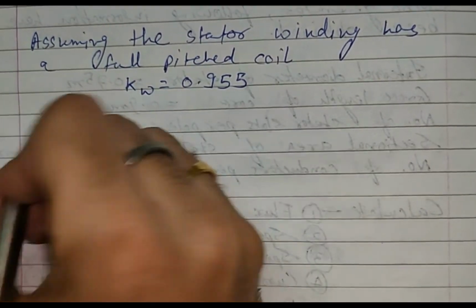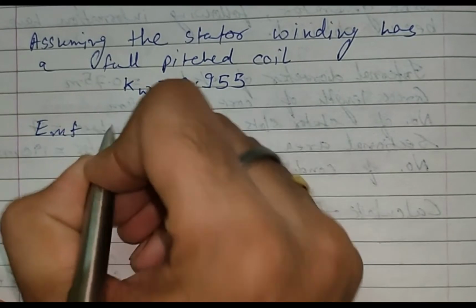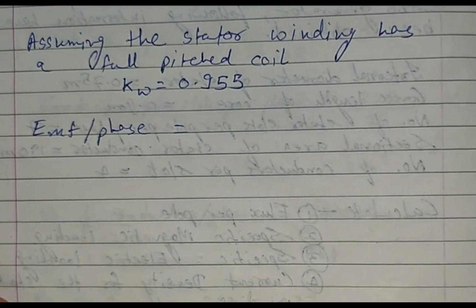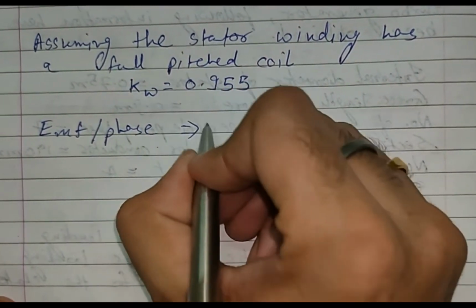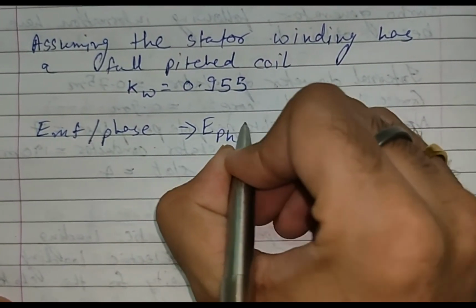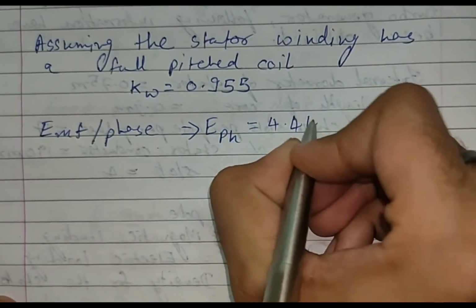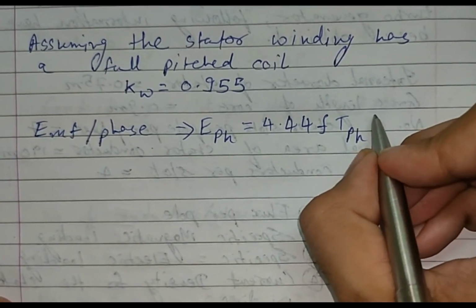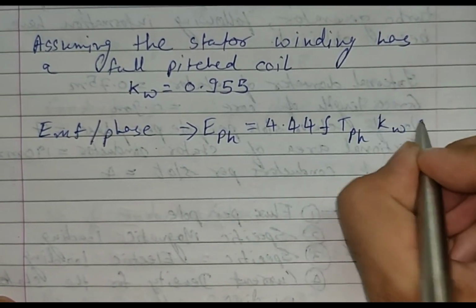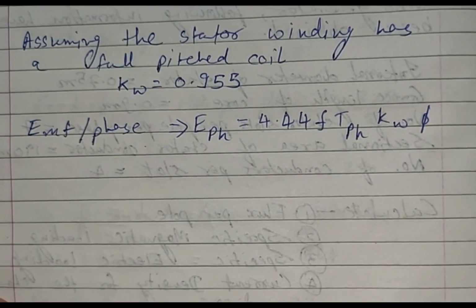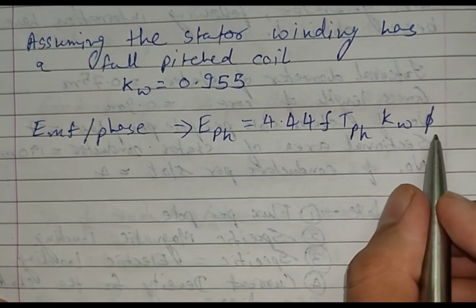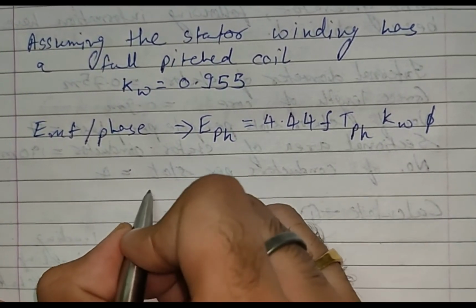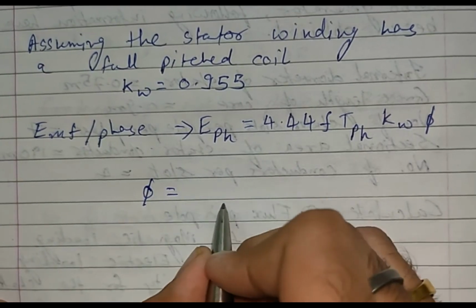So here the EMF per phase can be given by the formula EPH is equal to 4.44 into F into TPH into kW into phi. Now we don't know the value of phi. Other than that, all the variables are known to us. So let us make phi as the subject of the equation.